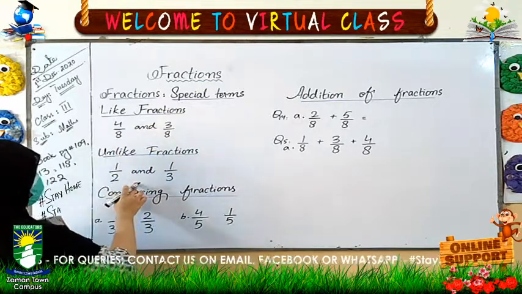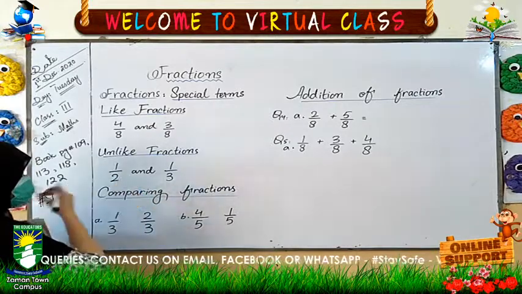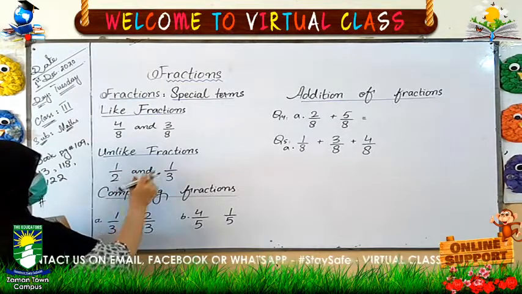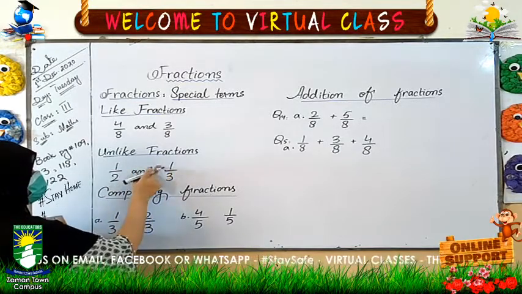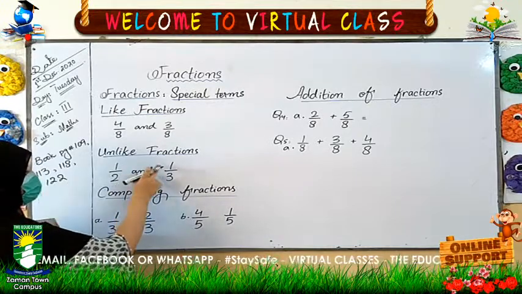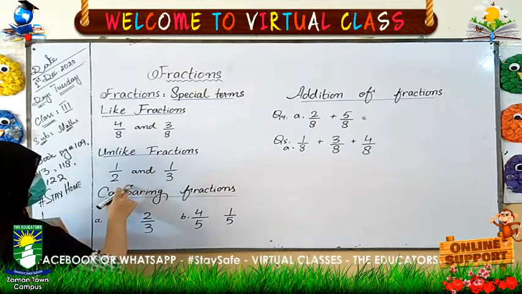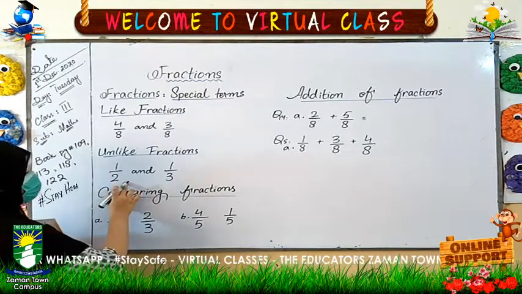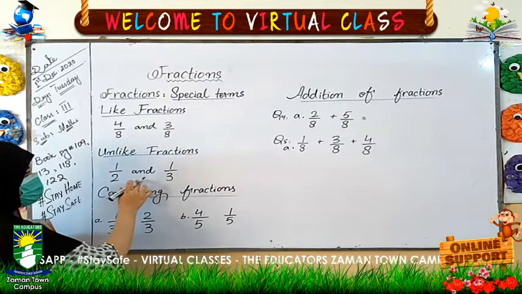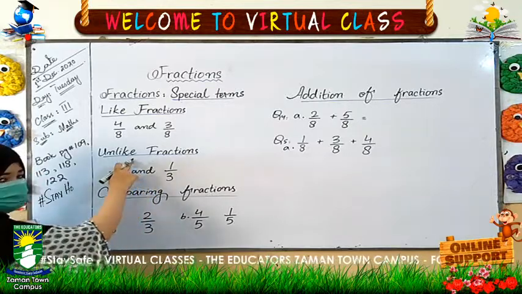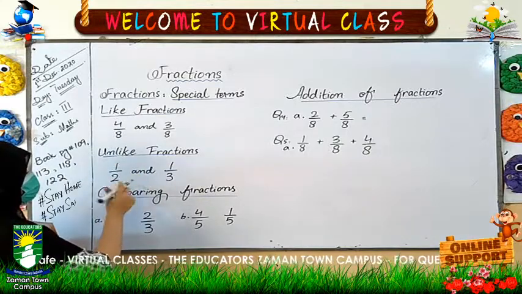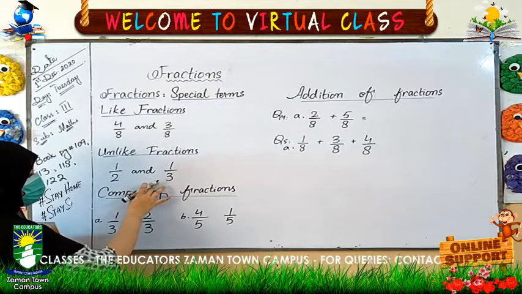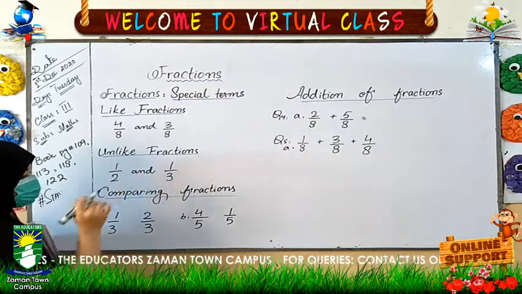And now look here, unlike fractions. What are unlike fractions? What is similar between them? The numerator. Here the numerator is similar between these fractions, but the denominators are different. So, when the denominators are different, these fractions are called unlike fractions. Now look here, repeat with me: when the fractions have different denominators, these are called unlike fractions.